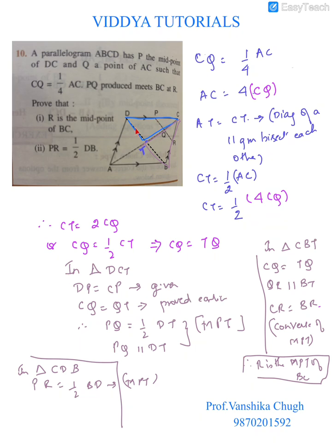Once I prove this part parallel, I go in the other half of the triangle, which is my BCT. I have Q as the midpoint and I have these two lines parallel. So therefore by converse of midpoint theorem, I get R as the midpoint of the side BC. And hence proved. PR becomes half of BD because of midpoint theorem.